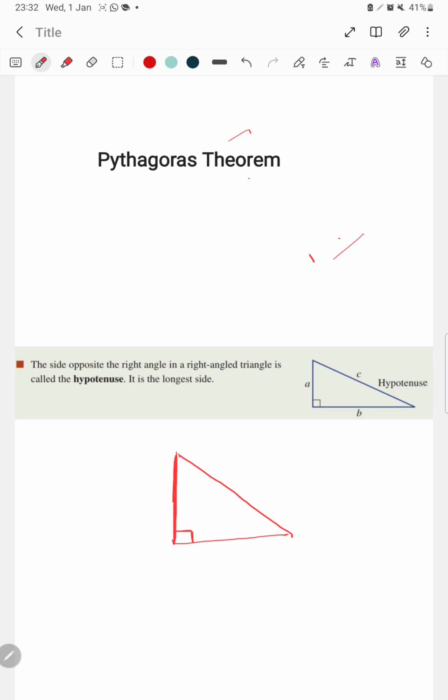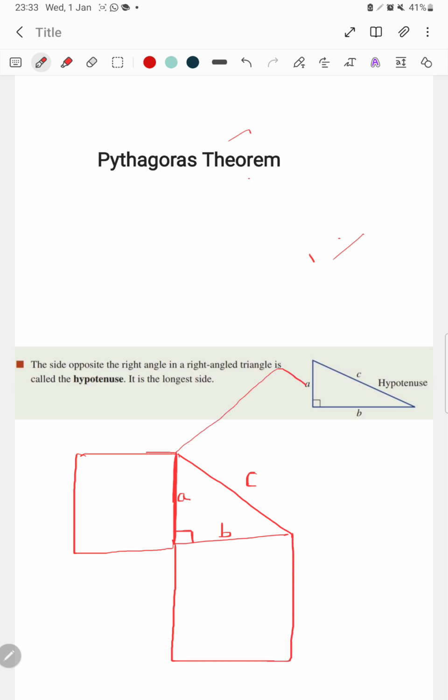across each side, let's say this side is C, this side is B and this side is A, if I construct a square on each side, so here I am constructing a square with side A, here I am constructing a square with side B, and here I am constructing a square with side C. So he found that there is a relation between these areas.